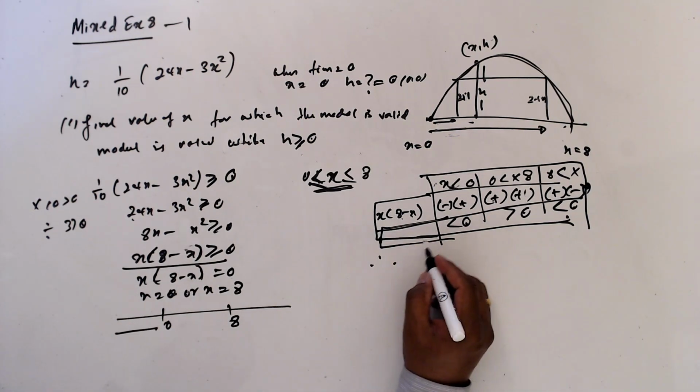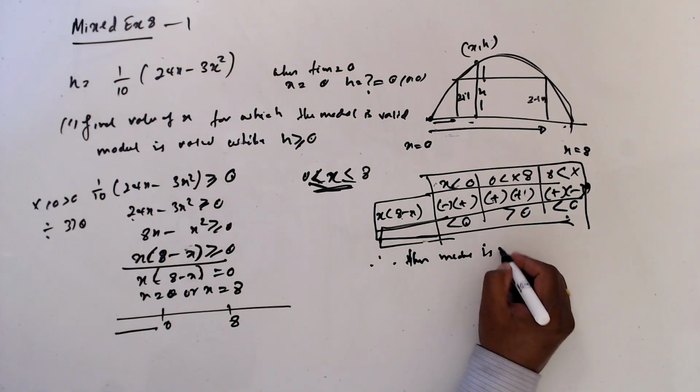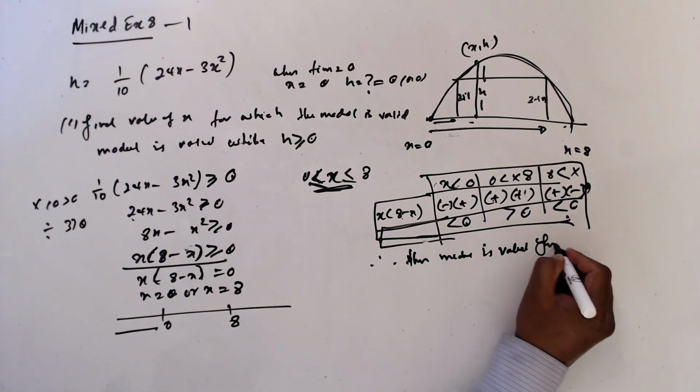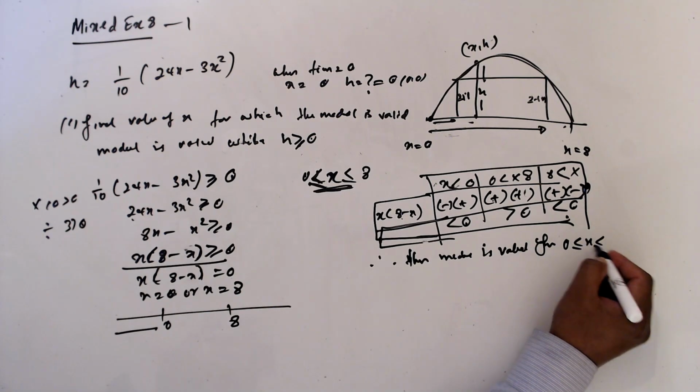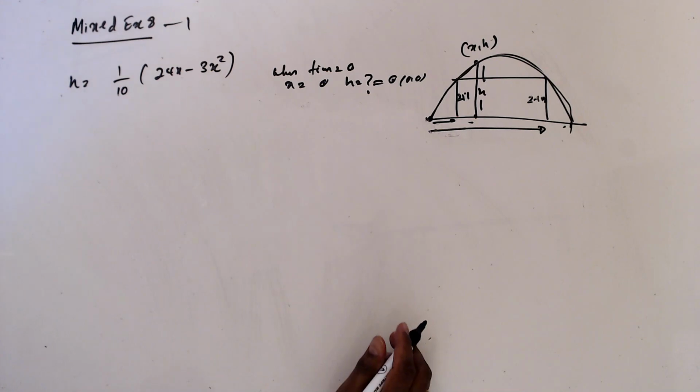Hence the model is valid for 0 ≤ x ≤ 8. Work out the maximum height of the cricket ball.